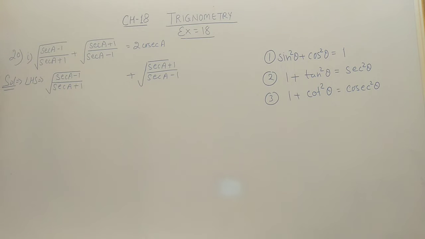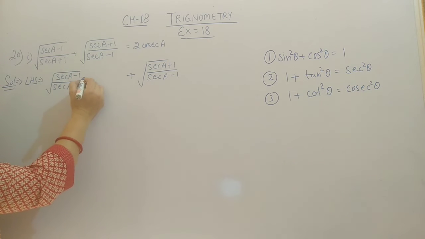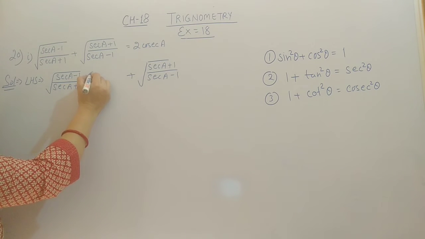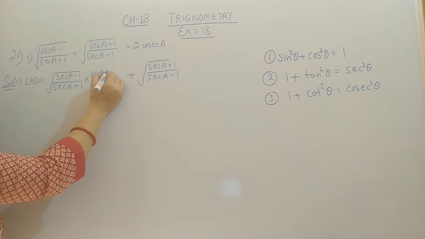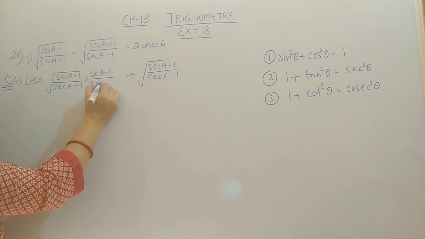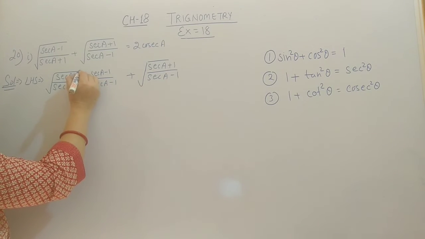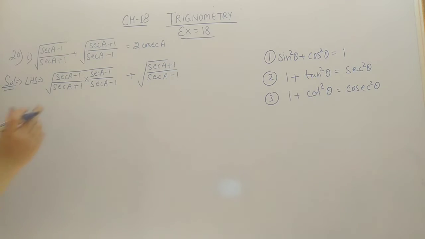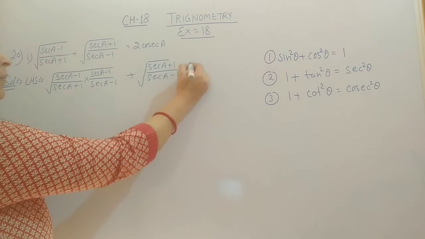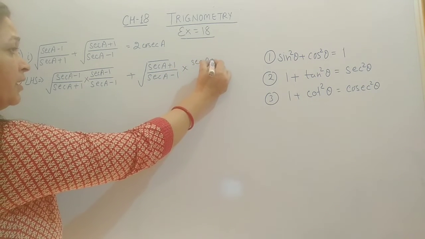Next question number 20, first part, root of (sec A minus 1) divided by (sec A plus 1) plus root of (sec A plus 1) divided by (sec A minus 1) is equal to 2 cosec A. So in this first term, first we will rationalize this denominator, we will eliminate it, we will multiply it with sec A minus 1 up and down. And this second one also we will multiply with sec A plus 1 up and down.